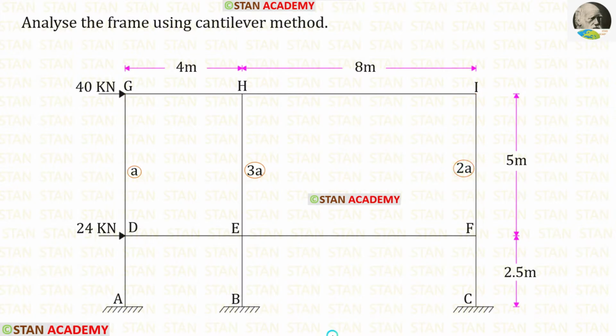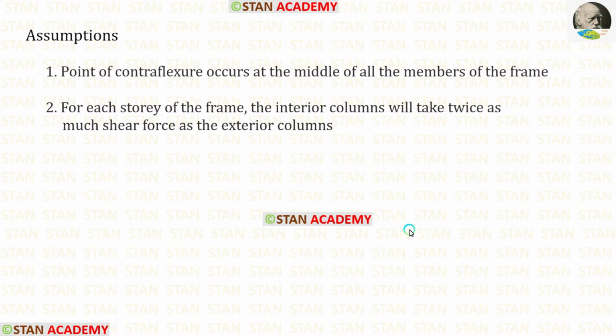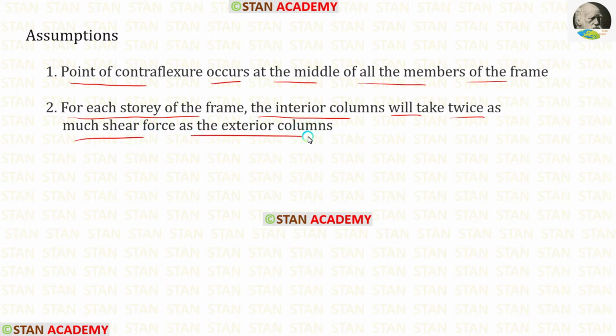In this frame, there are two lateral point loads, 40 kN at point G and 24 kN at point D. Now let us see the assumptions in the cantilever method. Point of contraflexure occurs at the middle of all of the members of the frame. For each story of the frame, the interior columns will take twice as much shear force as the exterior columns.